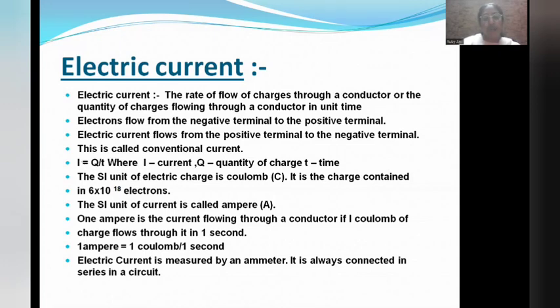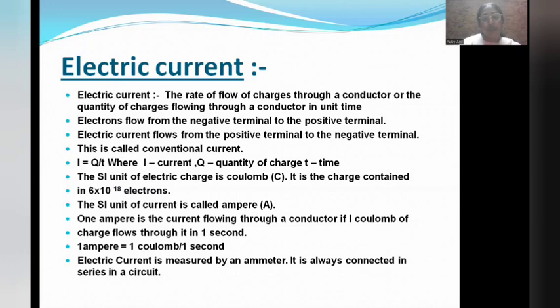Current is denoted by the letter I, and I is equal to Q upon T, where Q is the charge and T is the time. The SI unit of current is ampere, and the SI unit of charge is coulomb. 1 coulomb means 6 into 10 to the power 18 electrons. Now, 1 ampere is equal to 1 coulomb per second.